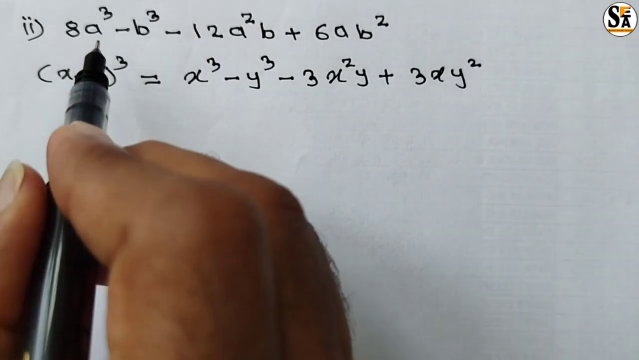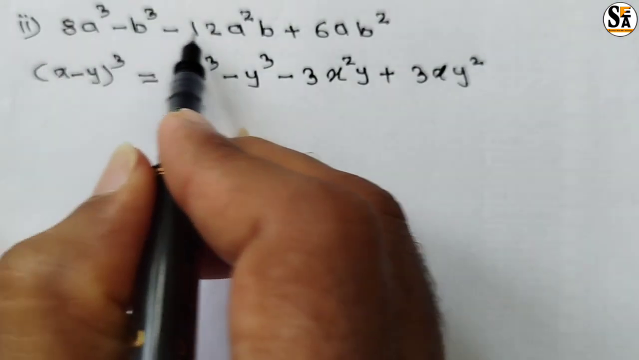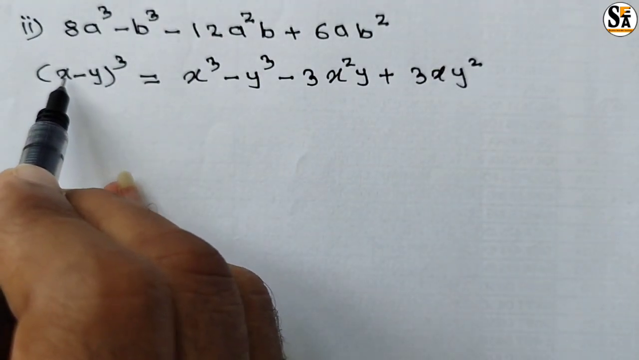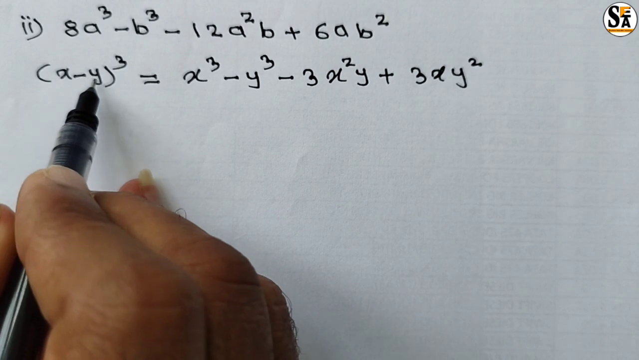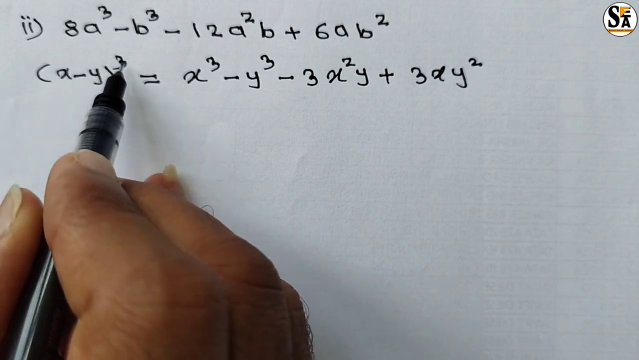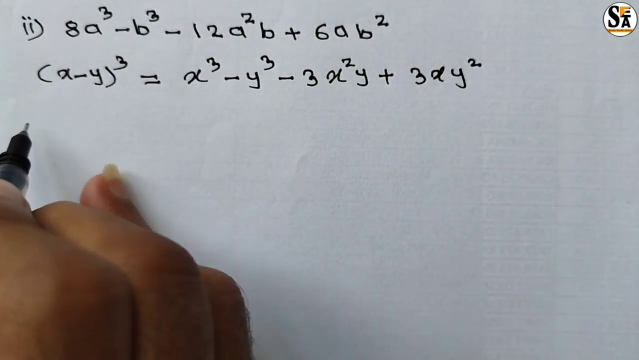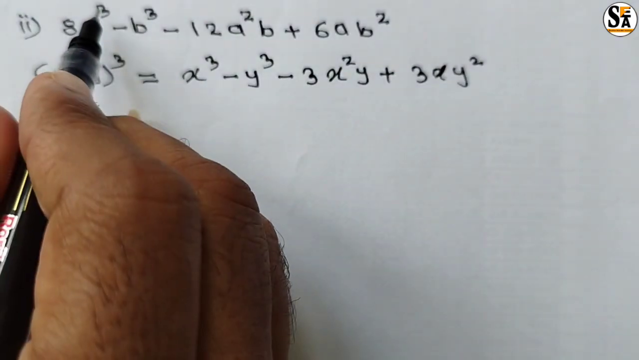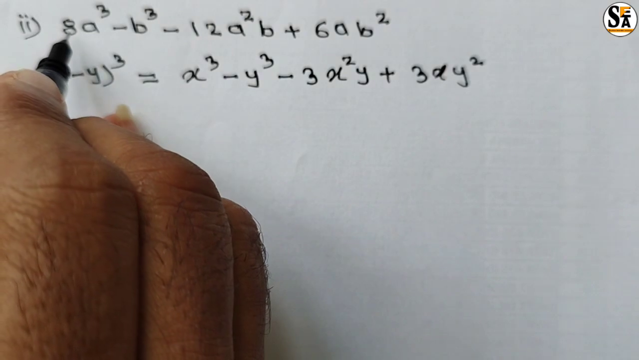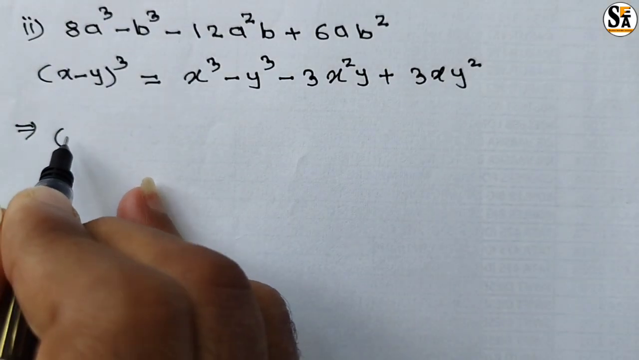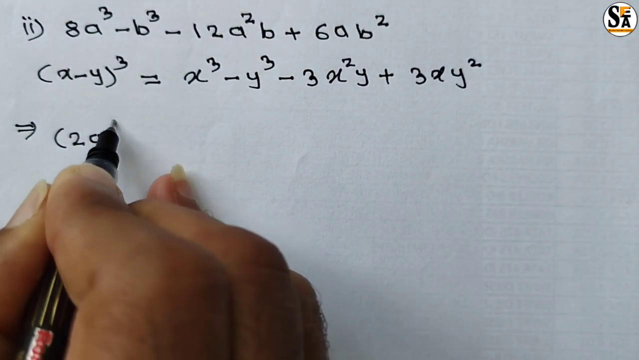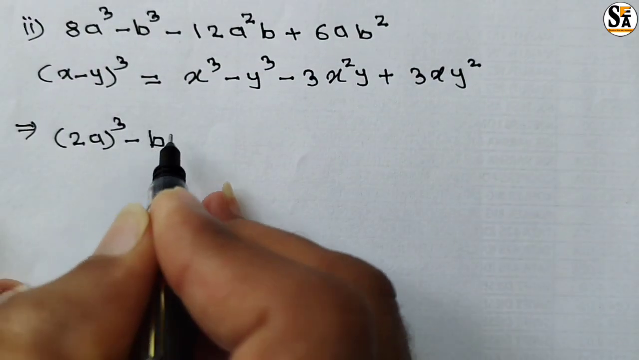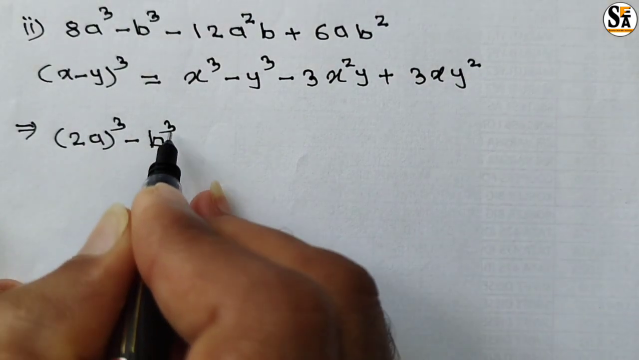So if we are able to convert this expression in this format, then we can use this identity to make the factors in the form of (x minus y) bracket cube. Now just see how in the next step. Here is 8a cube. A cube is already there and 8 is a cube of 2. So we can write this term as (2a) bracket cube, isn't it? Then minus b cube, cube is already there, so write minus b cube as it is.